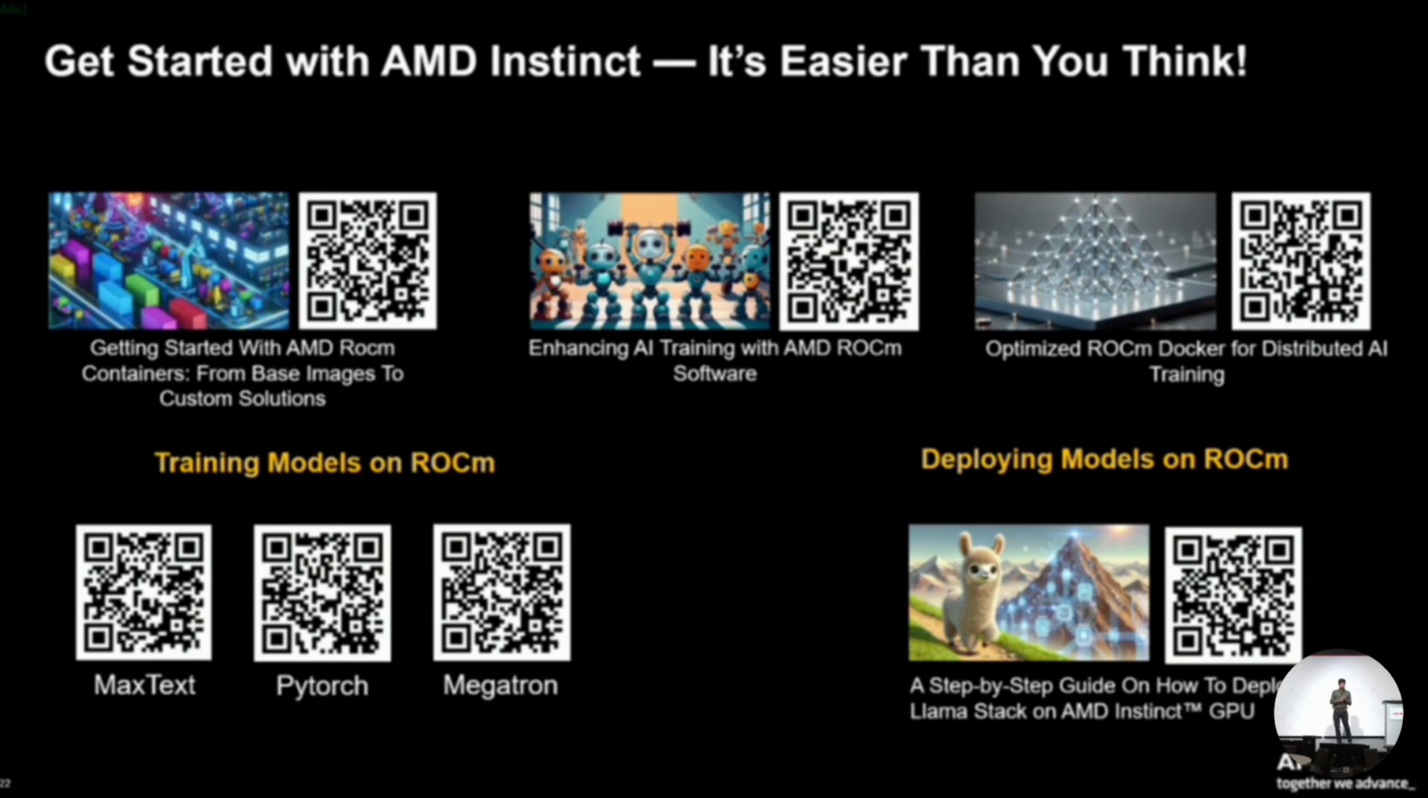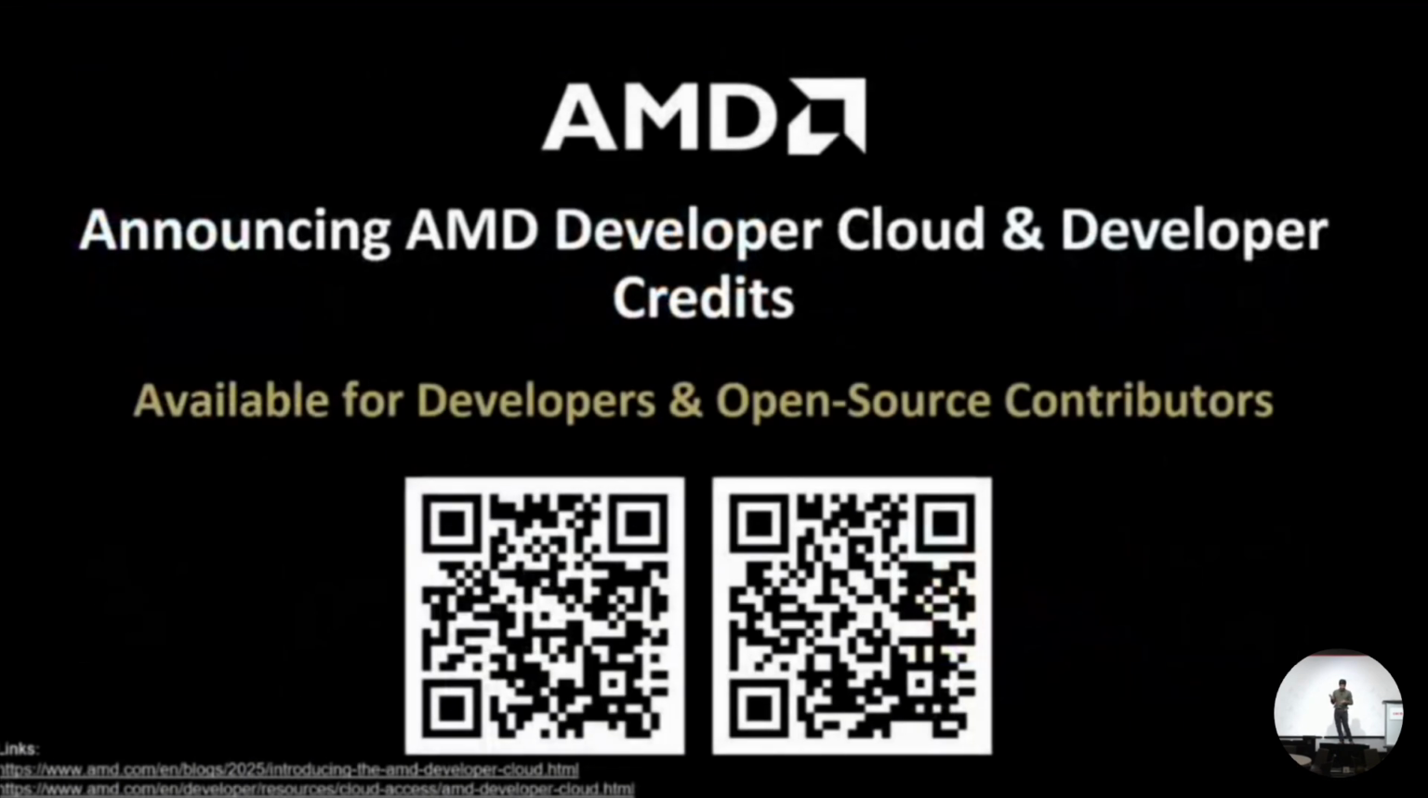And if you're looking for the very basics of how to get containers working, how to get training working on ROCm, how to get multi-node training going, we have a lot of blogs for each of these. And for the Dockers on MaxText, PyTorch, Megatron, each of these has QR codes, each linking to a blog where you can get these details. And finally, I'll leave with this. With the launch of MI355 last Thursday, we also launched AMD Developer Cloud.